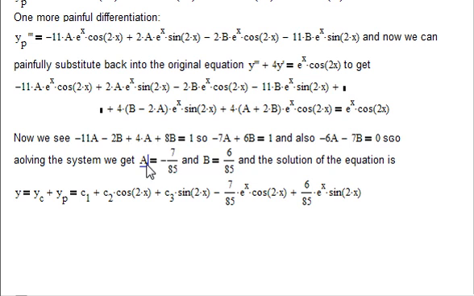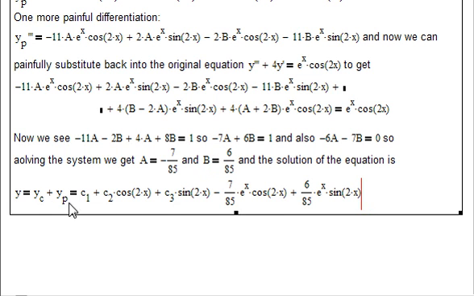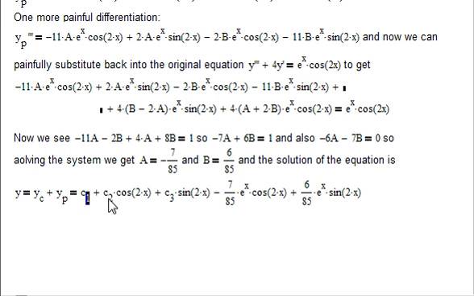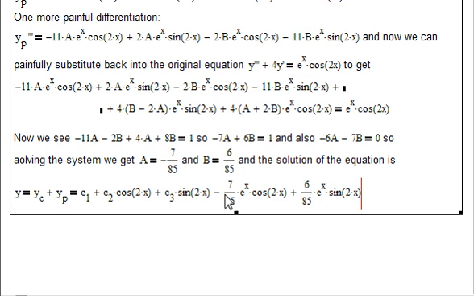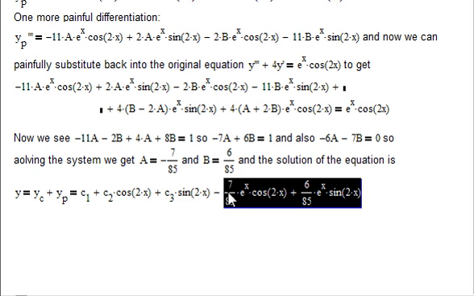And I solved the system separately and got a equal to negative 7/85 and b equal to 6/85, and the solution to our equation is yc plus yp, which is c1 plus c2 cosine 2x plus c3 sine of 2x. That was our complementary solution, plus we found our a and we found our b, and those are just filled in here, and this part of it is our particular solution. Oh, can't seem to include the minus sign, but that was so very difficult. Yes, but it's finished.